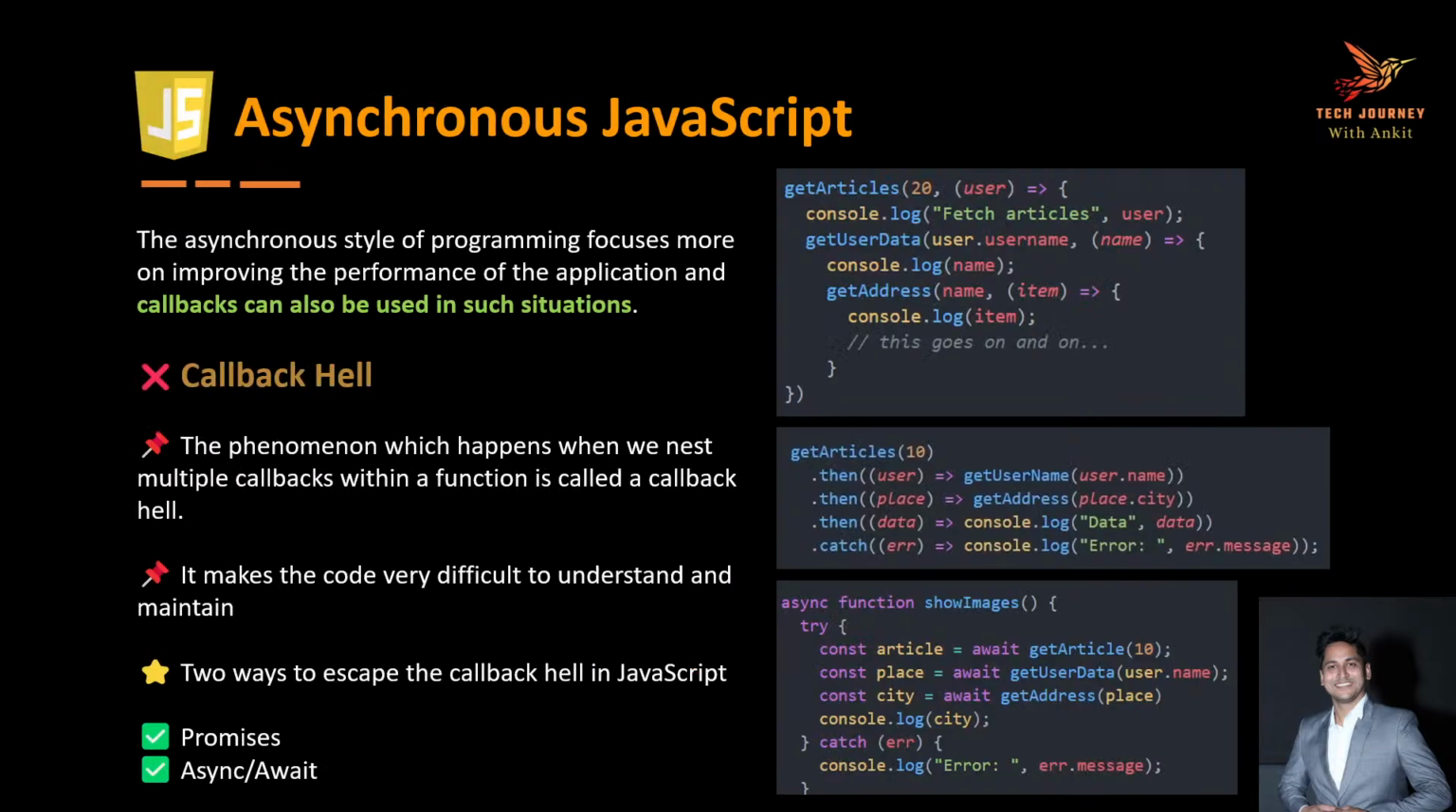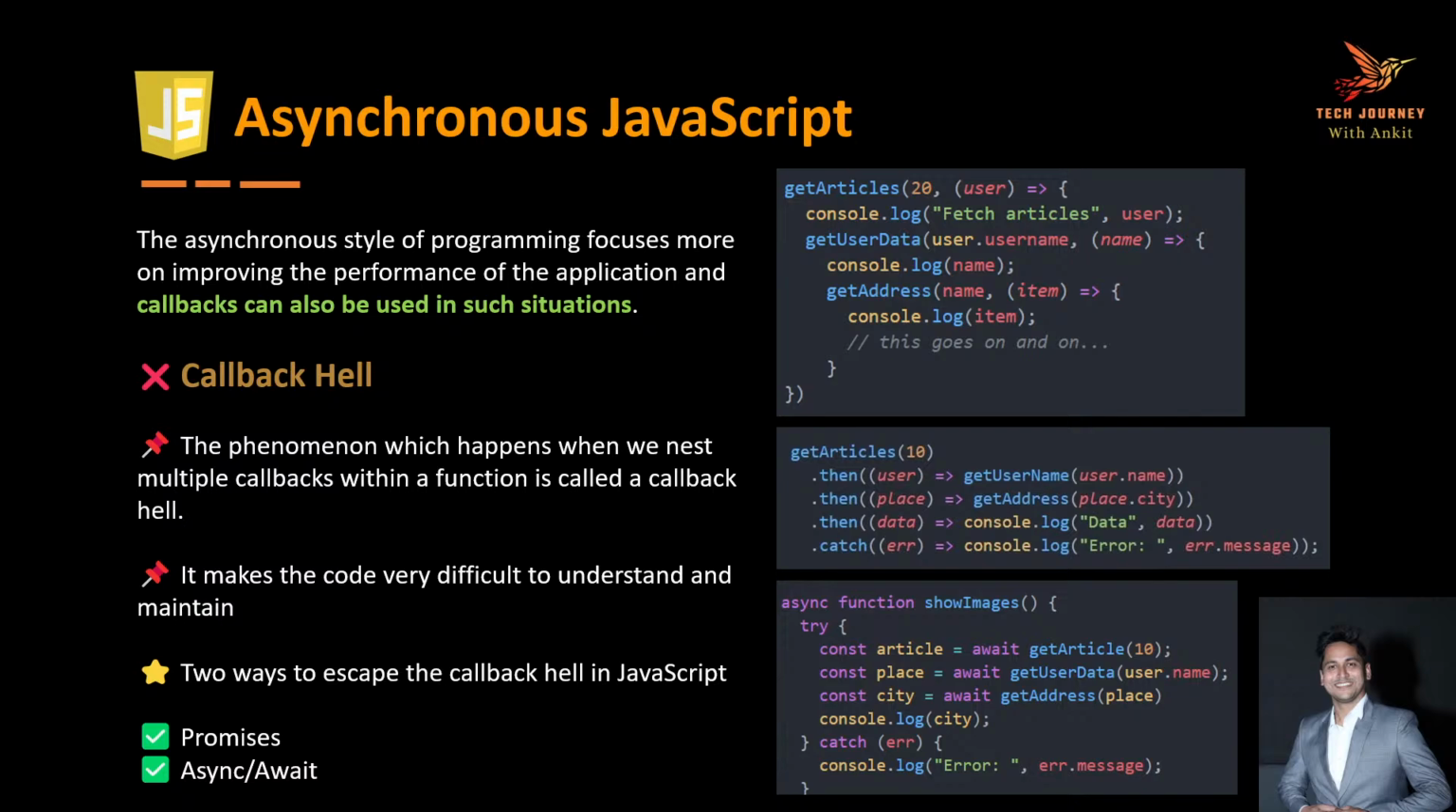Okay, let's get started. Let's try to understand first what is asynchronous JavaScript, what is the purpose of asynchronous JavaScript, and why we have a situation that we refer to as callback hell. Whenever we want to do some action in the background, let's say you want to make a server call, you want to get some data, in such scenarios, we can go for asynchronous JavaScript.